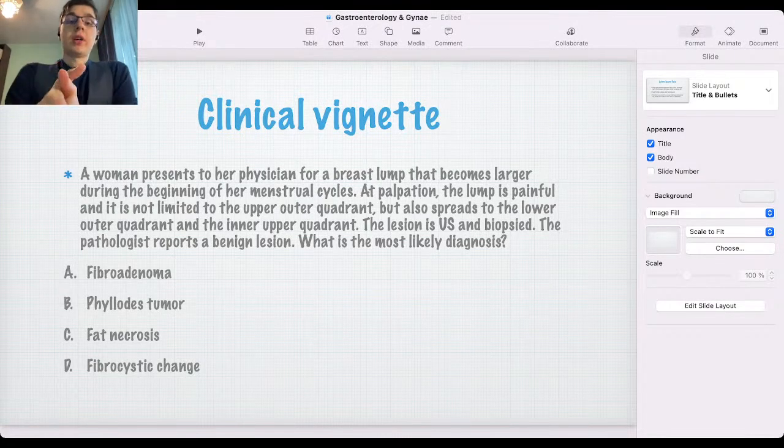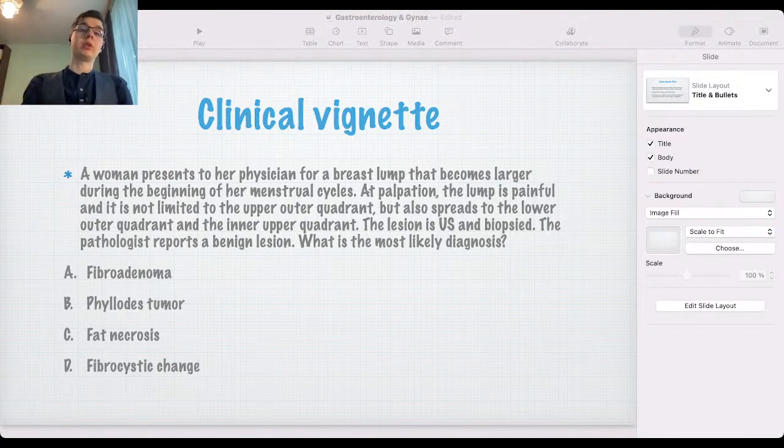A woman presents to her physician for a breast lump that becomes larger during the beginning of her menstrual cycles. At palpation, the lump is painful, and it is not limited to the upper outer quadrant, but also spreads to the lower outer quadrant and the inner upper quadrant. The lesion is ultrasounded and biopsied. The pathologist reports a benign lesion. What is the most likely diagnosis? Fibroadenoma, Phyllodes tumor, fat necrosis, or fibrocystic changes? Let me know your answer and your reasoning in the chat.